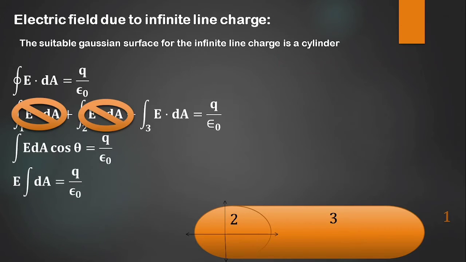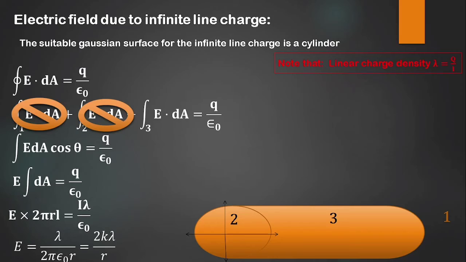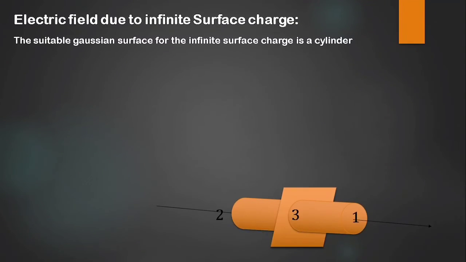And as we know previously, the linear charge density, which is symbolized by lambda, equals Q over L. So we can substitute Q by L times lambda, and the integral dA equals 2 pi r times L. Then we will reach the following form: E times 2 pi r L equals L lambda over epsilon naught. So we can deduce that E equals lambda over 2 pi r epsilon naught, or 2k lambda over r, since k equals 1 over 4 pi epsilon naught.